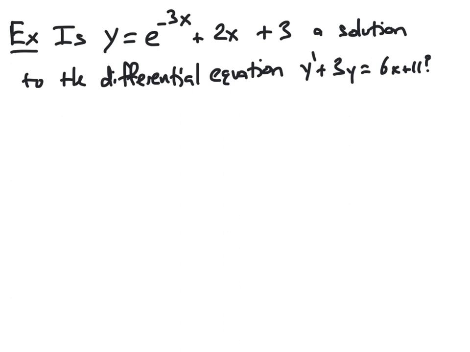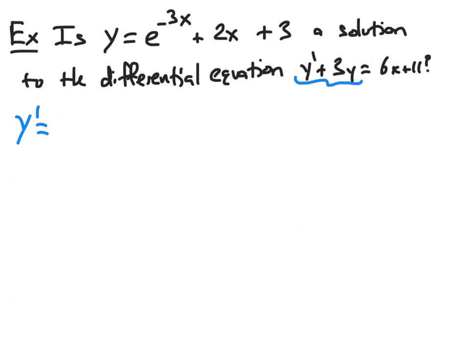Our strategy here is going to be to substitute the function y into the left-hand side of our differential equation and simplify. And we will either obtain 6x plus 11, in which case our function will be a solution, or we'll obtain something that's not equal to 6x plus 11, in which case our function will not be a solution. So in order to do this, we need to compute y prime plus 3y, and we can do this in a couple different steps. We'll first compute y prime.